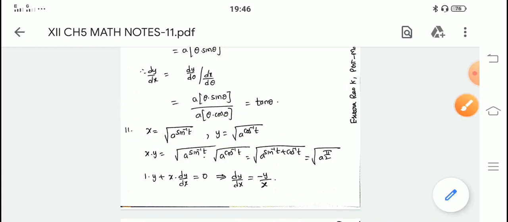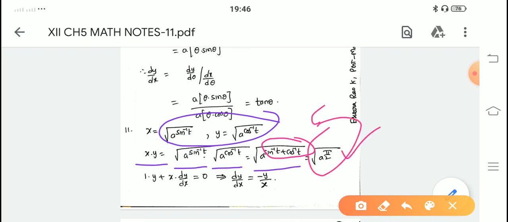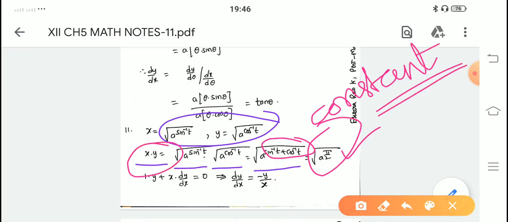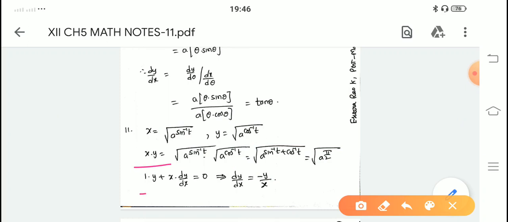How is that? See, find x into y. Root a power sin inverse t into root a power cos inverse t is equal to root a power (sin inverse t plus cos inverse t). Reason: bases are equal, add exponents. But in inverse trigonometry we have this formula: sin inverse t plus cos inverse t is pi by 2. Then the right side becomes completely constant. The derivative of a constant is 0. Now using implicit differentiation, differentiate both sides of xy equals constant. The derivative of xy is by the UV rule: 1 into y plus x into dy by dx is equal to 0. So isolating dy by dx, you get minus y by x.